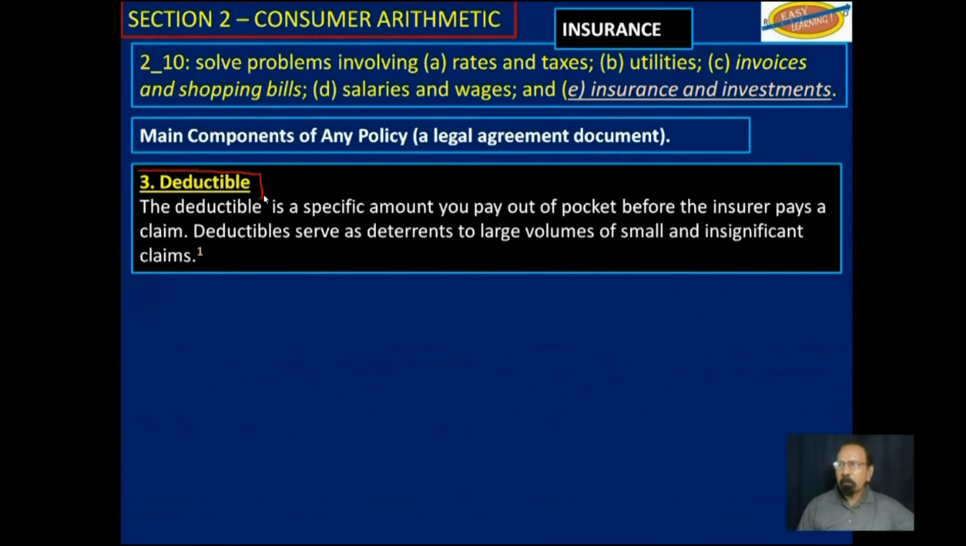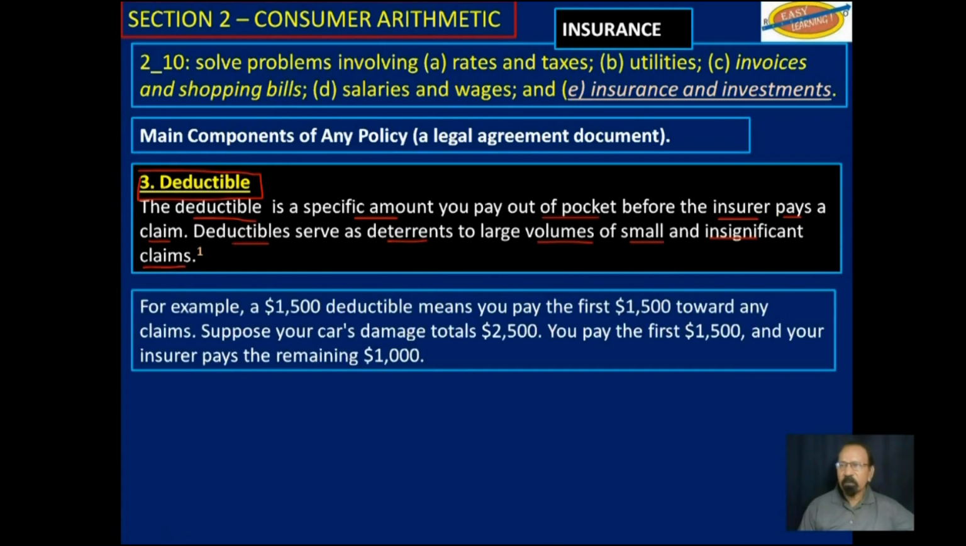Now, a third component is called deductible. Deductible is a specific amount you pay out of pocket before the insurer pays any claim. Deductibles serve as deterrents to large volumes of small and insignificant claims. So if it's only a little bit, the insurance company will not pay that. You will pay that yourself. For example, a $1,500 deductible means you pay the first $1,500 toward any claims. Suppose your car's damage totals $2,500. You pay the first $1,500 and your insurer pays the remaining $1,000.